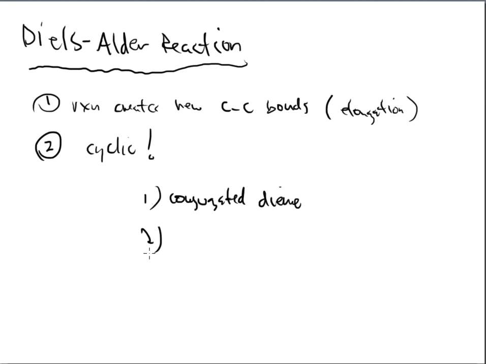Number 2, we need another molecule. Takes 2 to tango, and it takes 2 for a reaction to take place. And this molecule either has to have a double bond or it has to have a triple bond. It has to be an alkene or an alkyne.